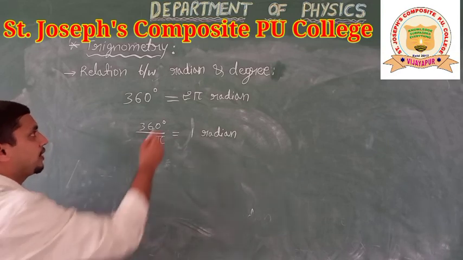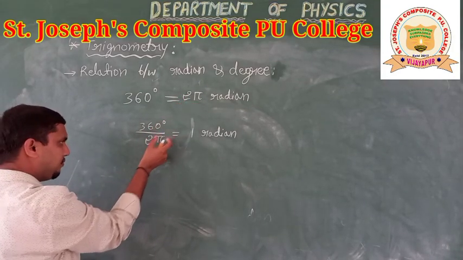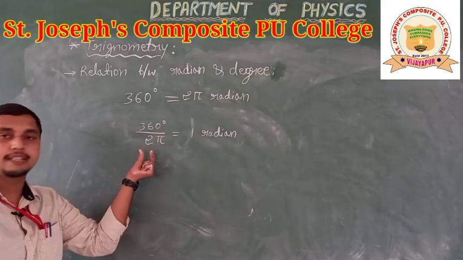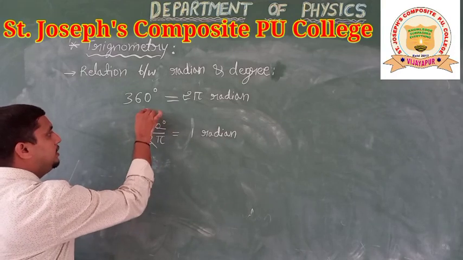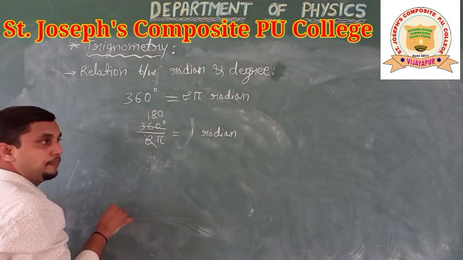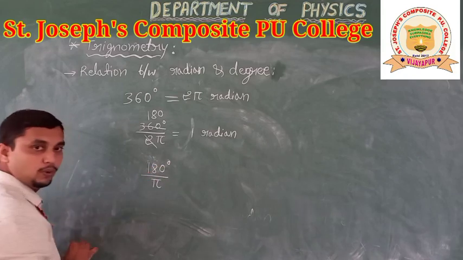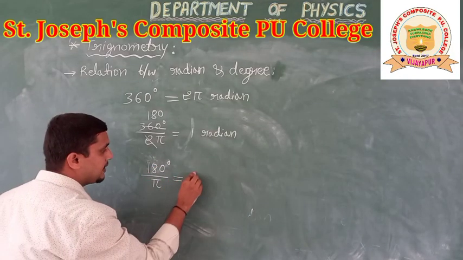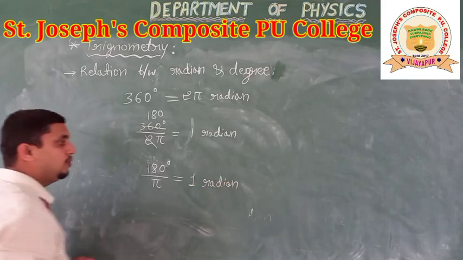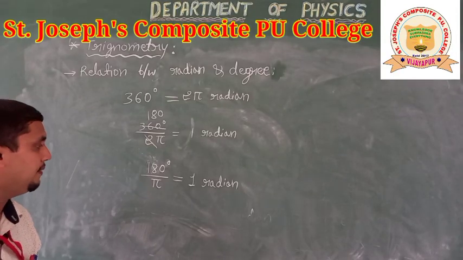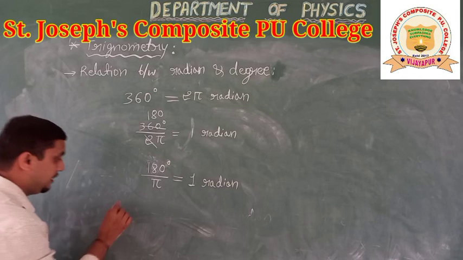I hope it is clear. I took this 2 pi to the other side, and that is why it is divided. Next, 2 ones are 2, 180. Therefore, 180 degree divided by pi is equal to 1 radian. So 180 degree divided by pi is equal to 1 radian. I hope you got my point.